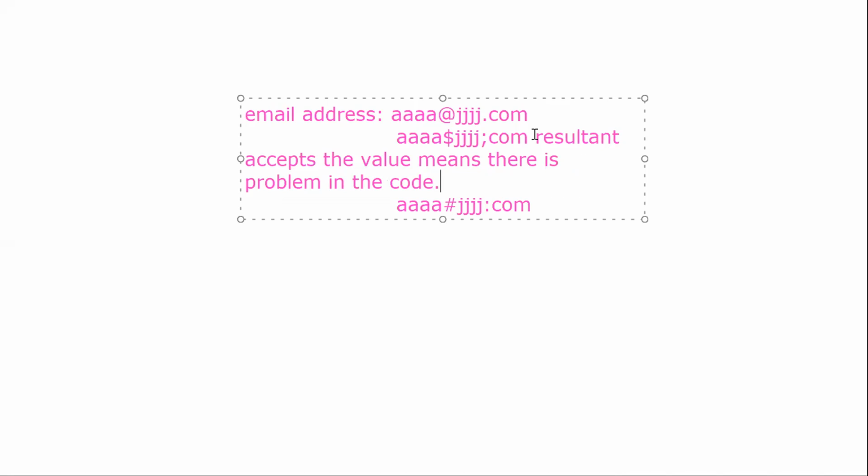It's nothing but the pattern, right? So we should not have any $ or semicolon or any other characters except two special characters, that is @ followed by a dot. You need to have these two things mandatorily. If you don't have them, there is no meaning in saying it is an email address. So you need to be very careful. If this value, the $, has been given but it is still accepted, it means there is some problem in the code that we have. So you need to be very careful in writing that.